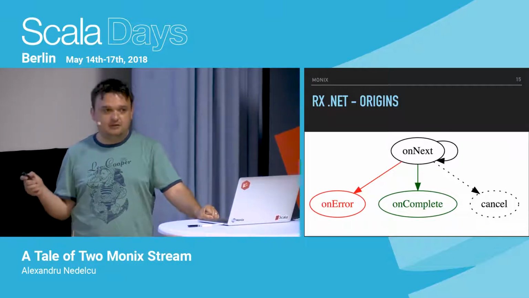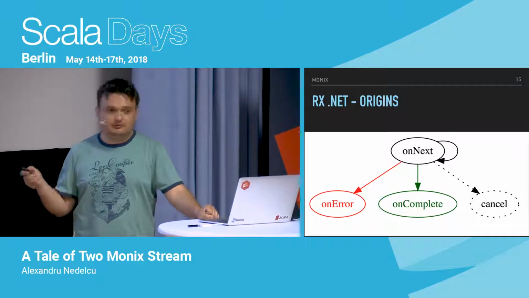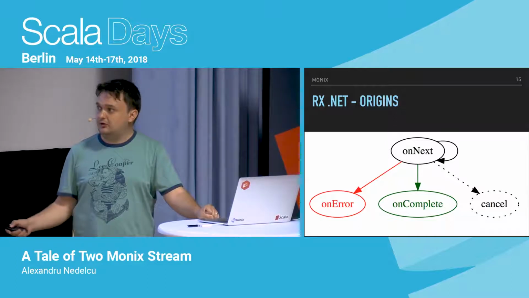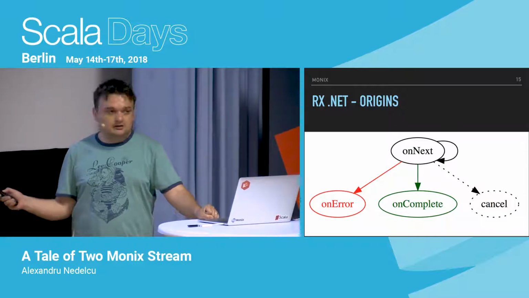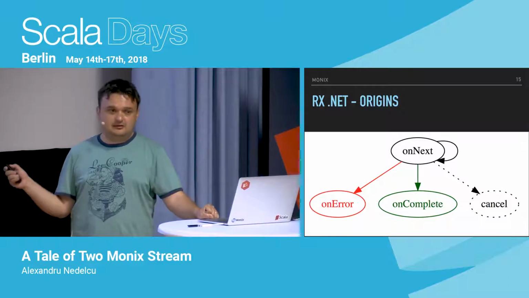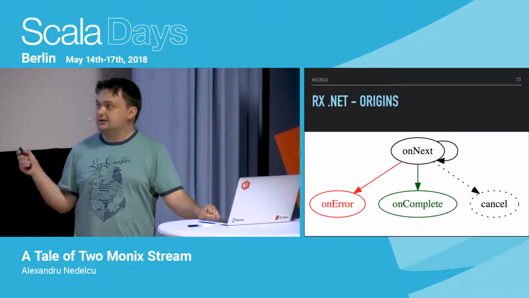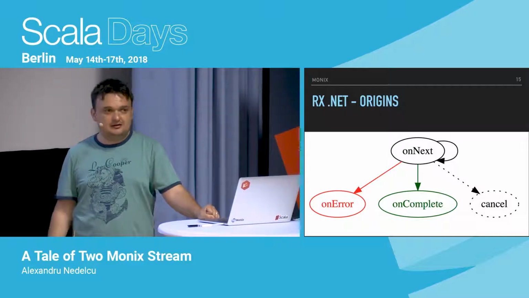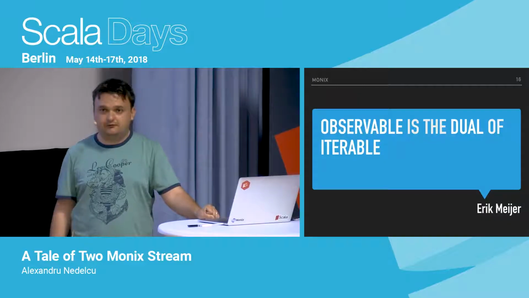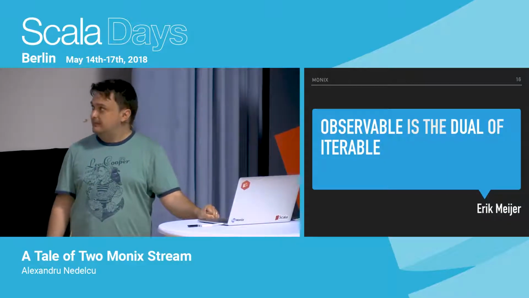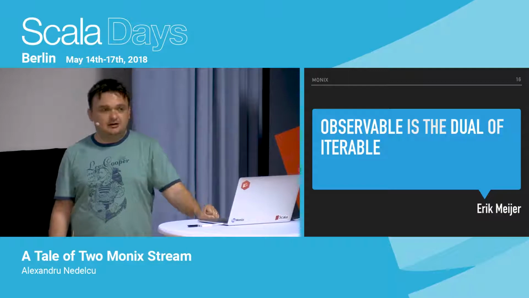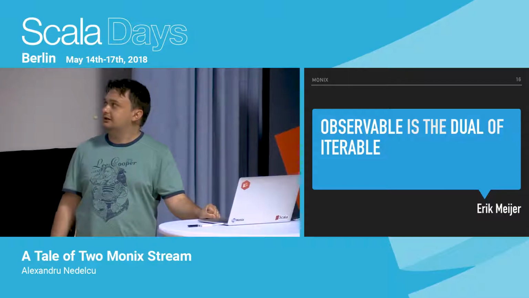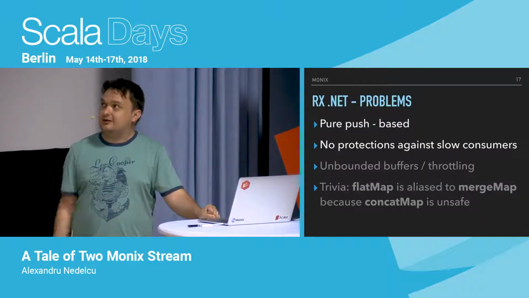If you think about state machines, as I said, you receive onNext events until either onComplete or onError happens, or until the early cancellation event happens from the consumer side. Although in the original Rx.NET specification, cancellation is a little unwieldy because you have to work with forward references. Observable is the dual of Iterable, or you can think about it as its evil twin. Erik Meijer is fond of saying that.